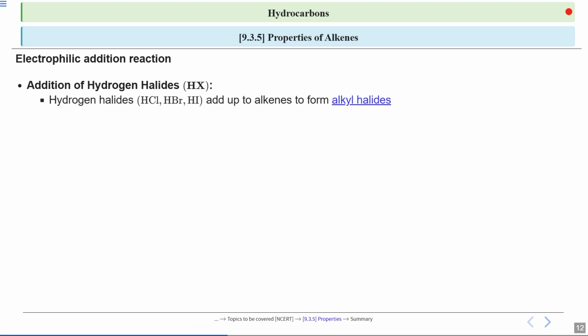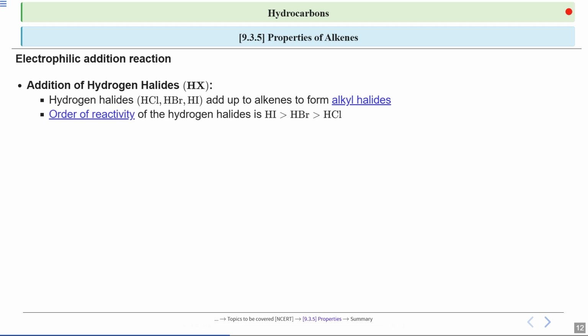Okay. Now moving on further, next we have addition of hydrogen halides, which is represented by HX. So hydrogen halides such as HCl, HBr and HI react with alkene to form alkyl halides. An alkyl halide is simply a hydrocarbon where one hydrogen atom has been replaced by a halogen atom. For example, if we add HBr to ethene, we get bromoethane.